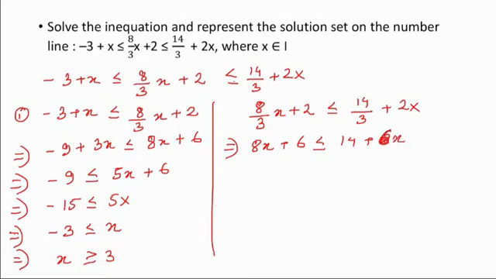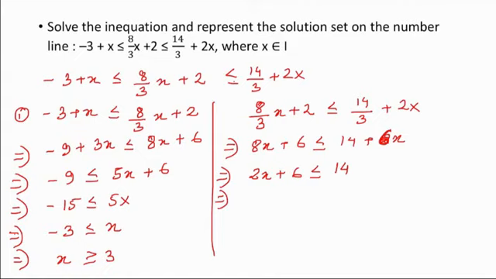So we have a 6x here. So now we want to put all the like terms on one side, the unlike terms on the other side. In order to do that, we add a negative 6x on both sides of this inequation. So 8x minus 6x, that is 2x, plus 6 is less than or equal to 14 plus 6x minus 6x, that leaves only 14 on this side.